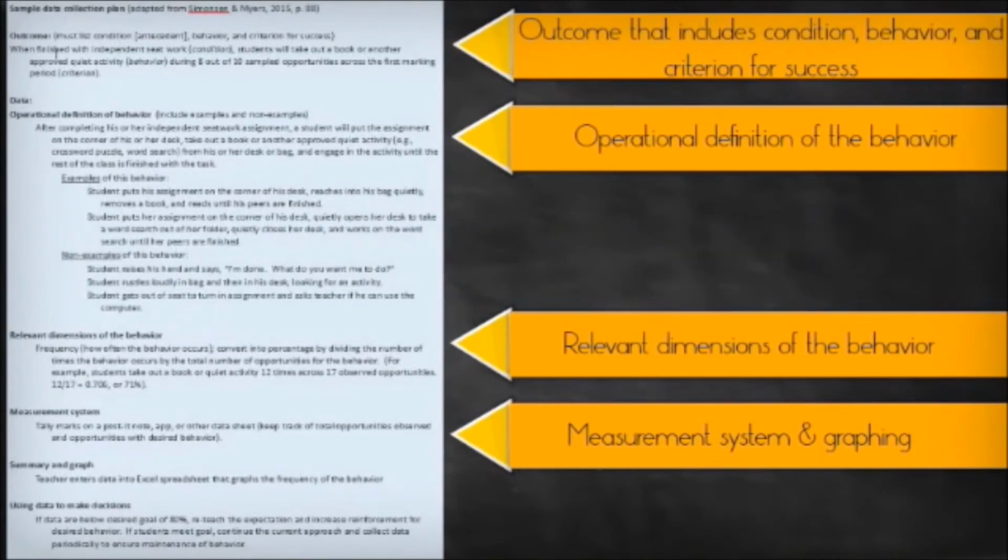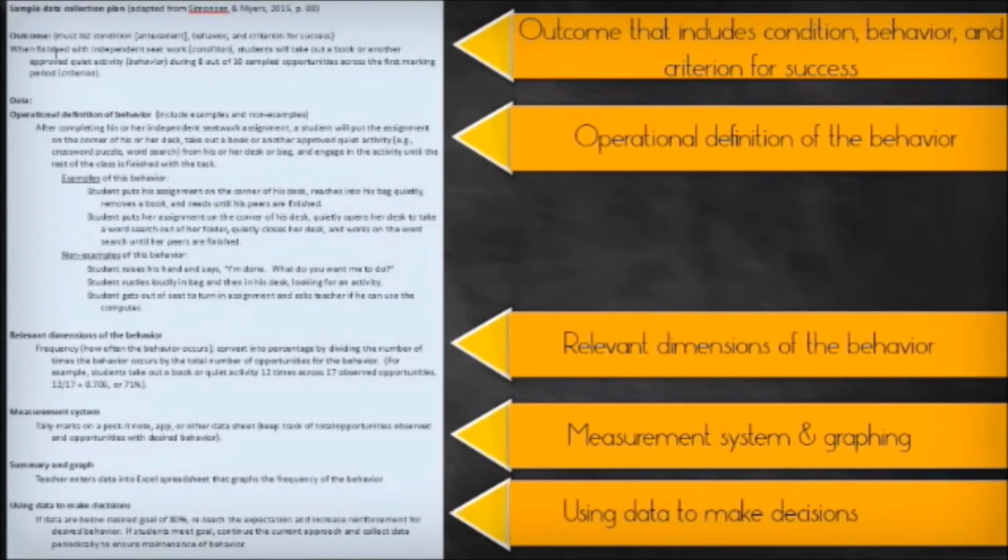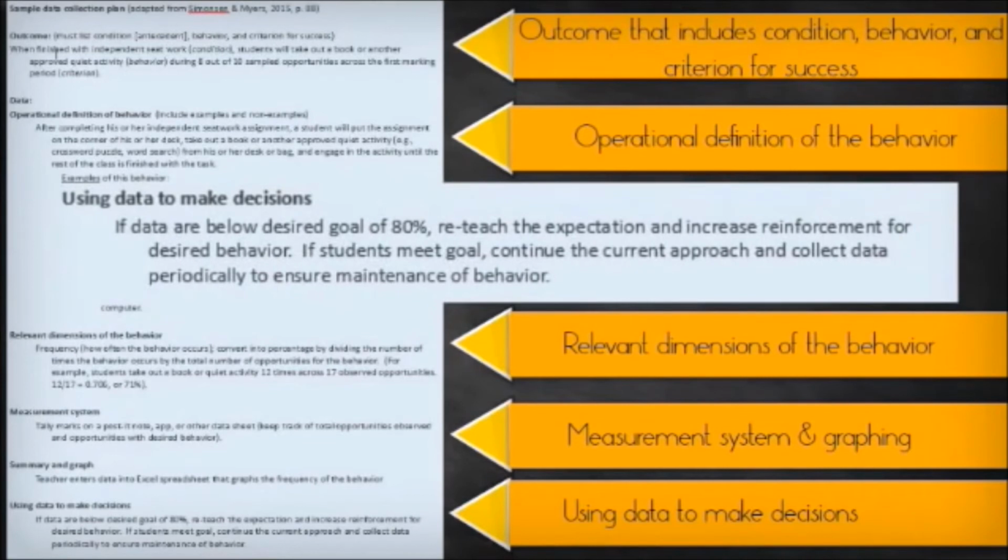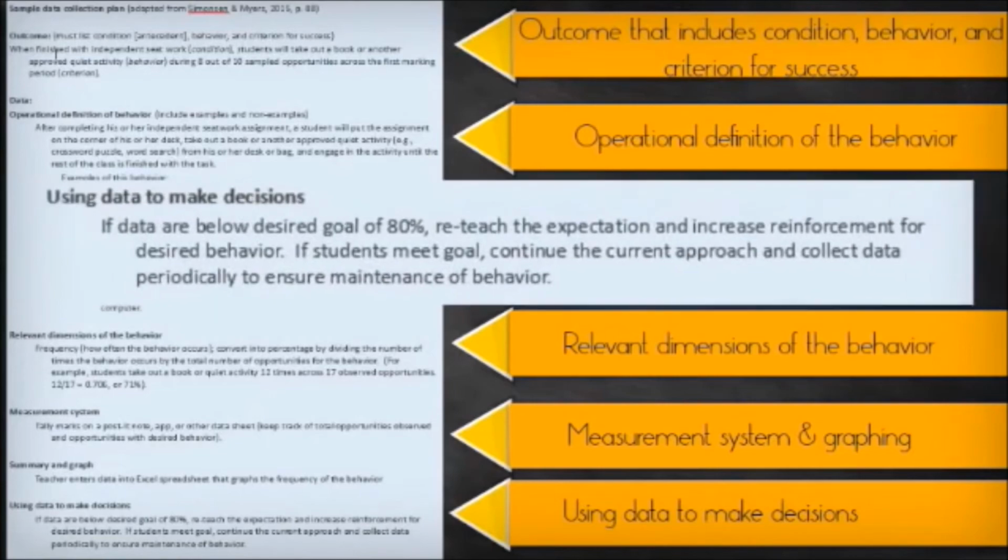And finally, the plan should talk about how we're going to use data to make decisions. In this example, if data are below the desired goal of 80%, the teacher will reteach the expectation and increase the reinforcement for the desired behavior. If students meet the goal, the teacher will continue the current approach and collect data periodically to make sure that the behavior is maintained across time.